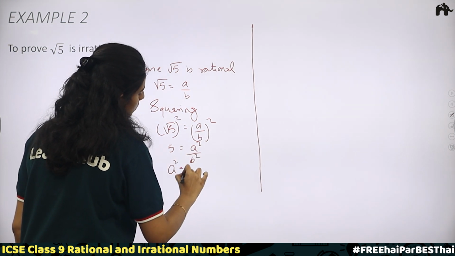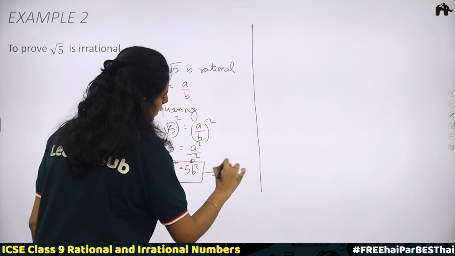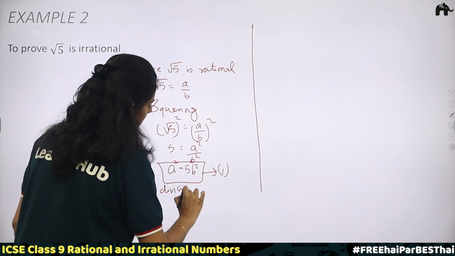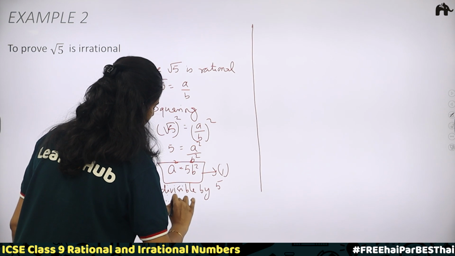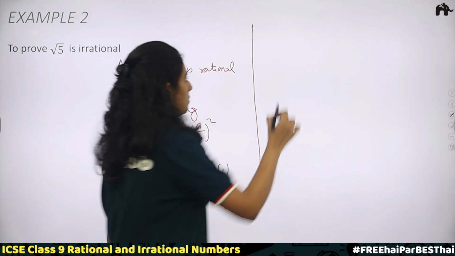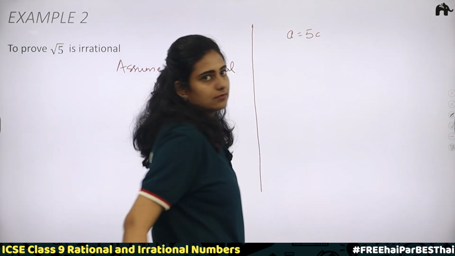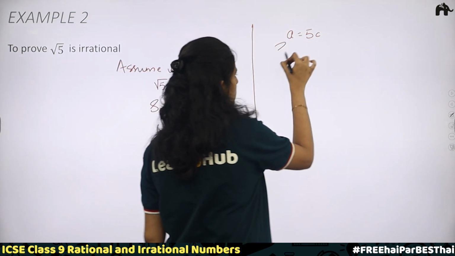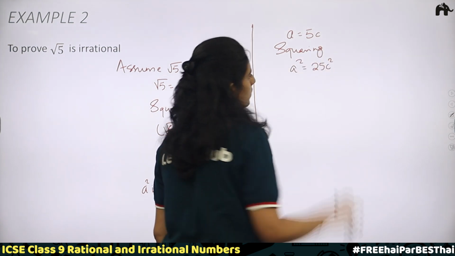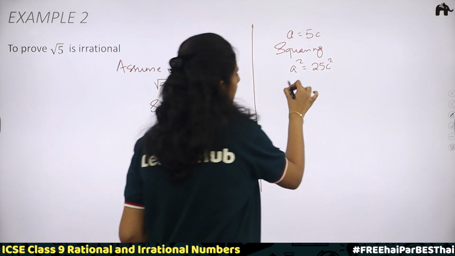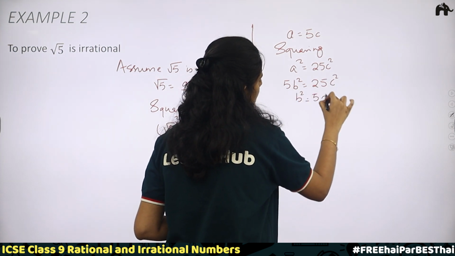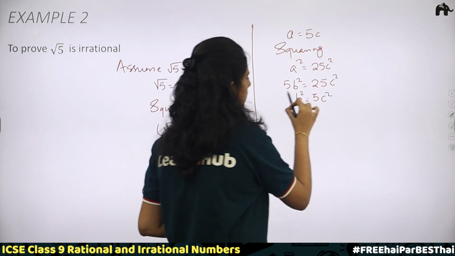And then a square will be equal to 5b square. If a square is equal to 5b square, we will have a square is divisible by 5. Therefore, a is divisible by 5. Therefore, a can be written in the form 5c. If a is equal to 5c, now again squaring, what do we get? a square is equal to 25c square. What is a square? a square is 5b square. 5b square is equal to 25c square. Then b square will be equal to 5c square, since 25 by 5 is 5. b square is equal to 5c square.